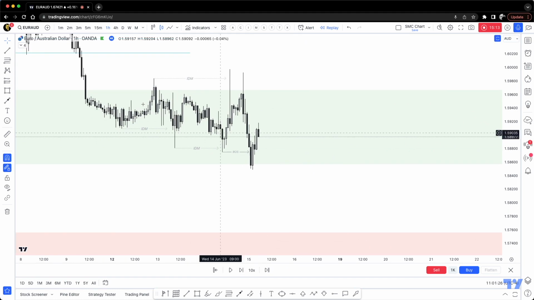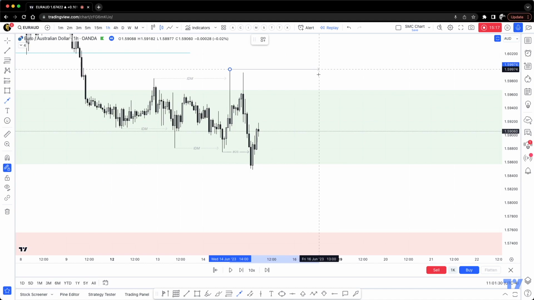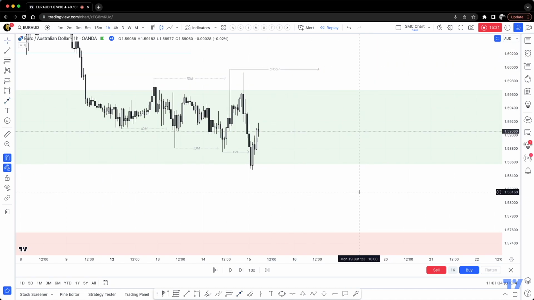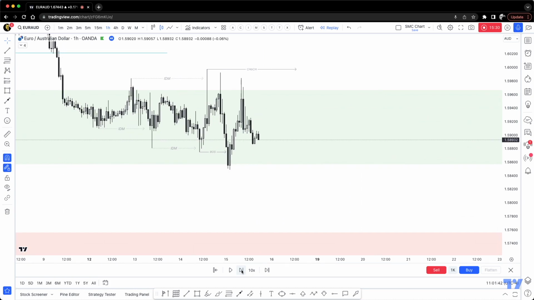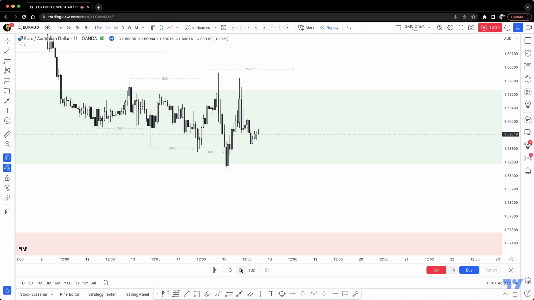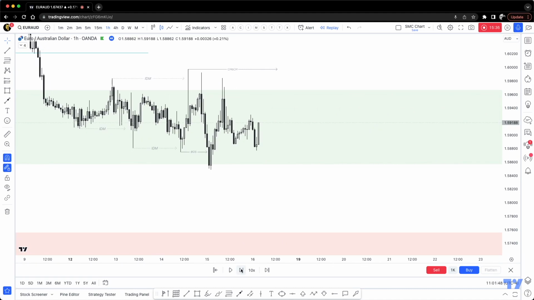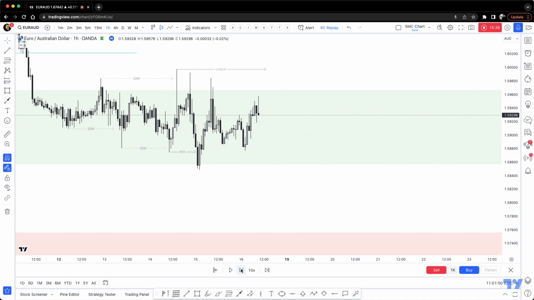Now, of course, from here, where our CHoCH would happen, if the price wants to go up, we have a CHoCH right there. That's where the CHoCH would happen. The change of direction would happen somewhere there. But at the moment, we're still bearish. We don't know if price is going to push up from there. But so far what we know is this is our last break of structure. Maybe price can continue to the downside.